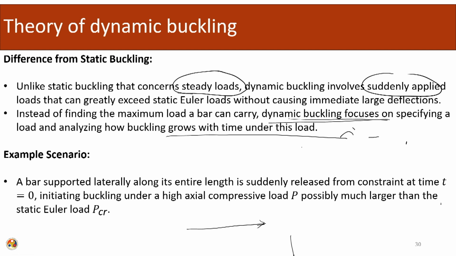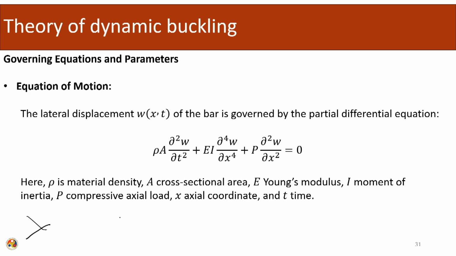So, let us look into an example scenario. We take a bar that is supported laterally along its entire length and it is suddenly released from a constraint at time t equals 0. It means that there is an initial disturbance caused in the bar. This disturbance initiates buckling under a high axial compressive load P, much larger than the static Euler load PCR. So, let us look into the governing equation.